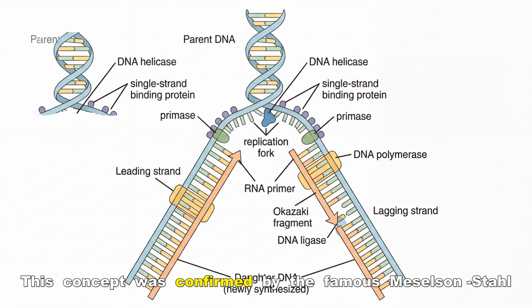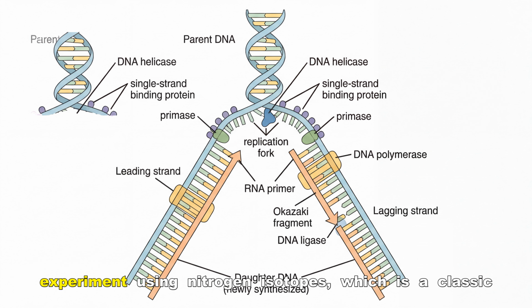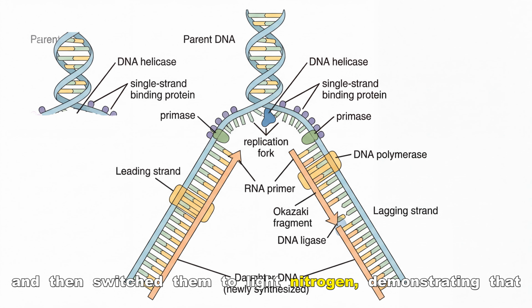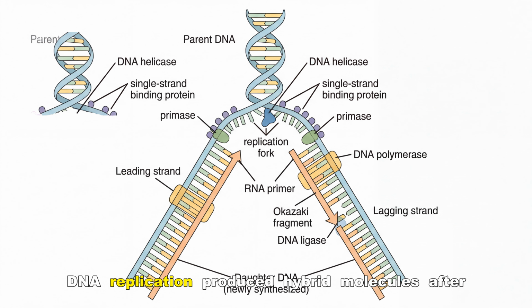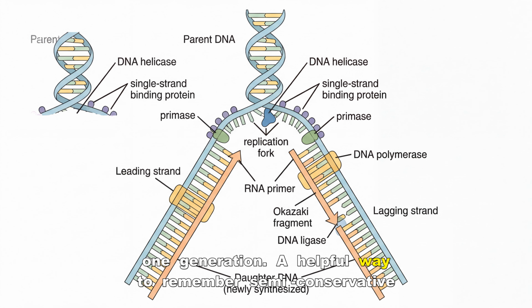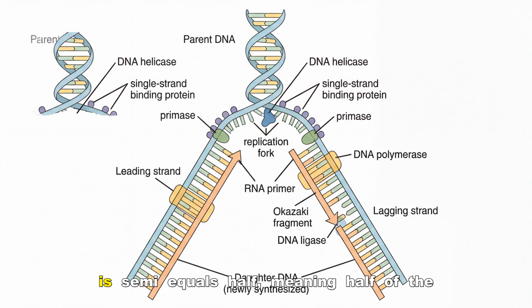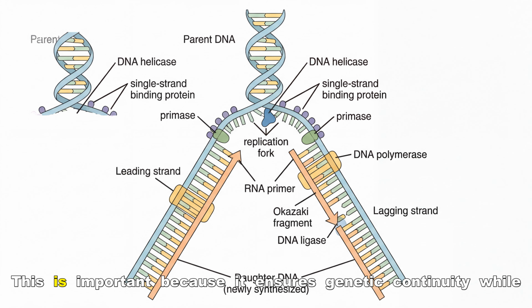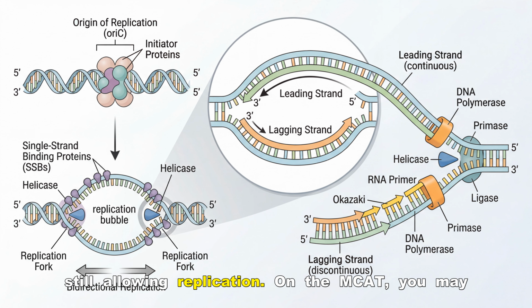This concept was confirmed by the famous Meselson-Stahl experiment using nitrogen isotopes, which is a classic MCAT favorite. They grew bacteria in heavy nitrogen and then switched them to light nitrogen, demonstrating that DNA replication produced hybrid molecules after one generation. A helpful way to remember semi-conservative is semi equals half, meaning half of the original molecule is conserved in each daughter molecule. This is important because it ensures genetic continuity while still allowing replication.